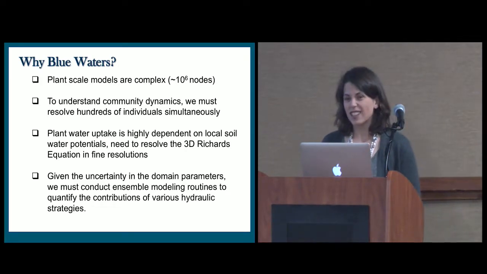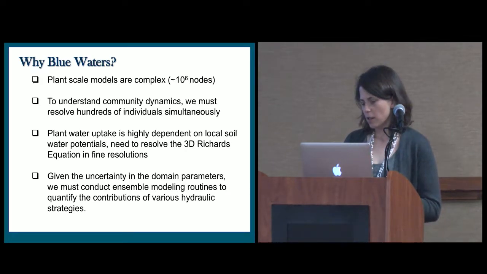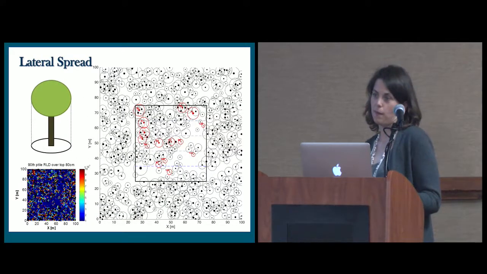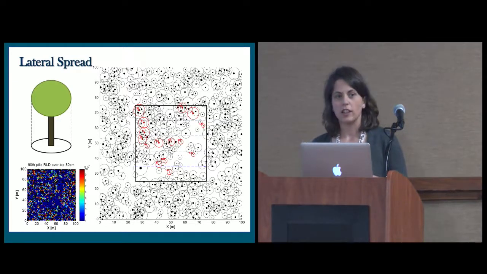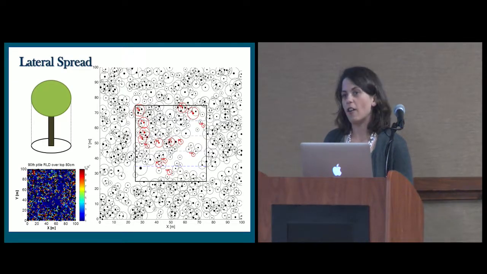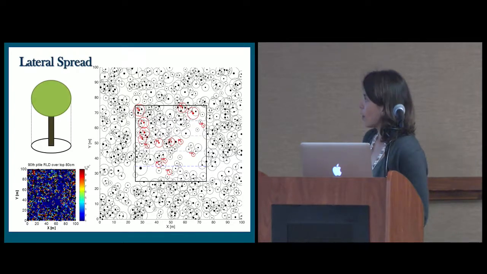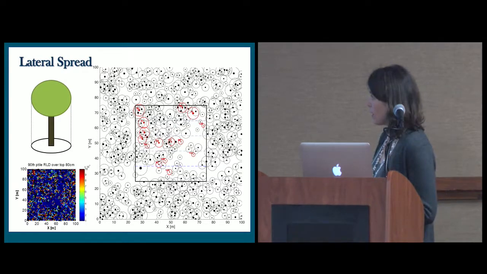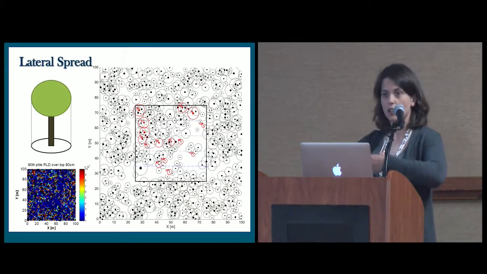So to give you an idea of what type of parameters I'm talking about, we can see an example here where we're looking at lateral spread. Lateral spread is really just the radius of the root system out from the base of the tree. On this map here, each of these black dots represents a tree, and the size of the dot is the size of the tree trunk.